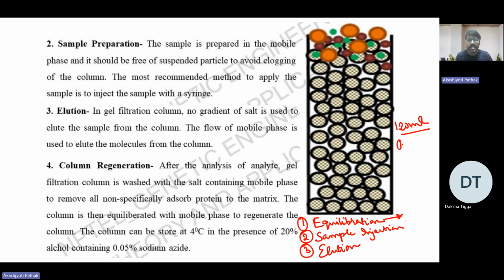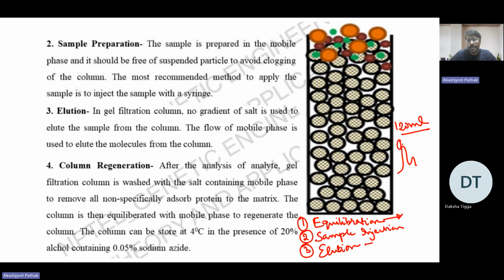Then in the sample injection, what happens? Your sample moves from the loop to your column, and in the elution step, your protein starts eluting. At that particular volume, you will start seeing the peak of your protein of interest. So that is your elution step. Once you do it in the lab, then you will understand better. But these are the three steps.